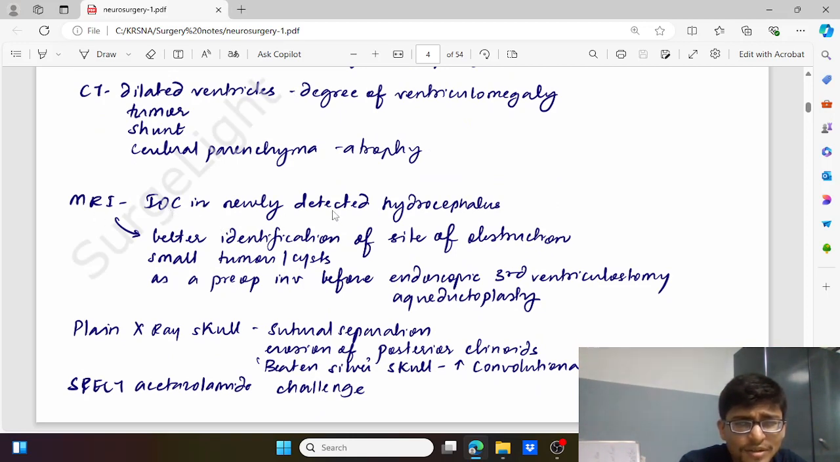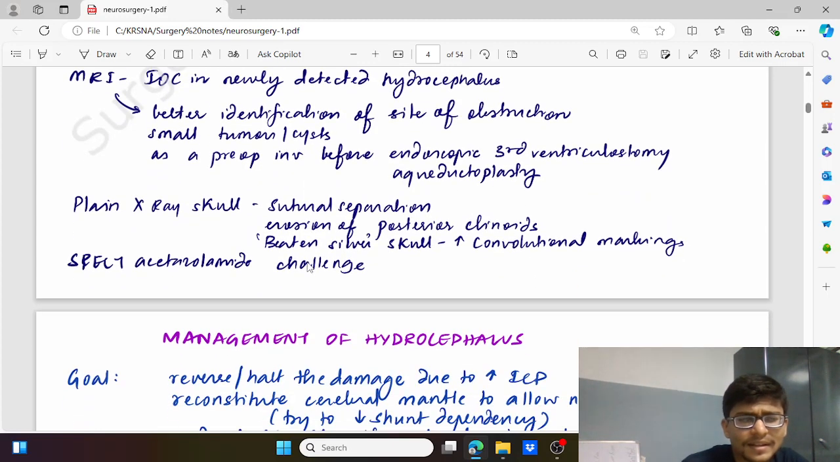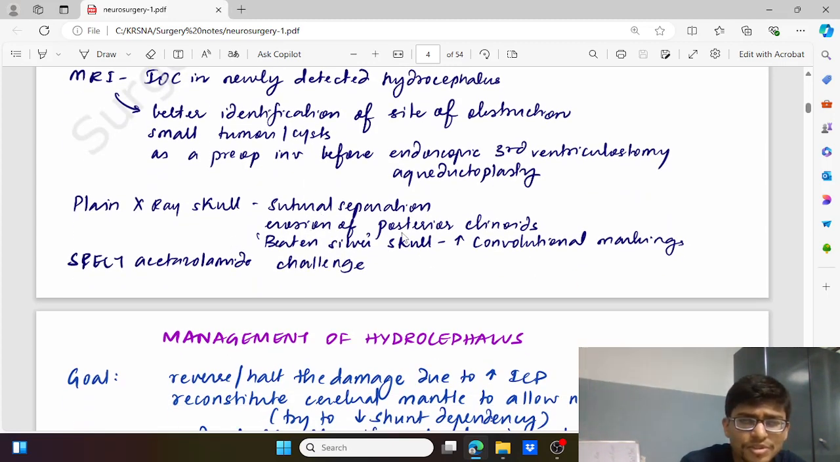MRI is the investigation of choice. It will help us in detection of the site of obstruction, small tumor or cyst. Also, it is a very important investigation before endoscopic third ventriculostomy or aqueductoplasty. Plain X-ray will show the sutural separation, erosion of the posterior clinoids, and beaten silver skull due to increased convolutional markings. SPECT with acetazolamide challenge will also be useful.